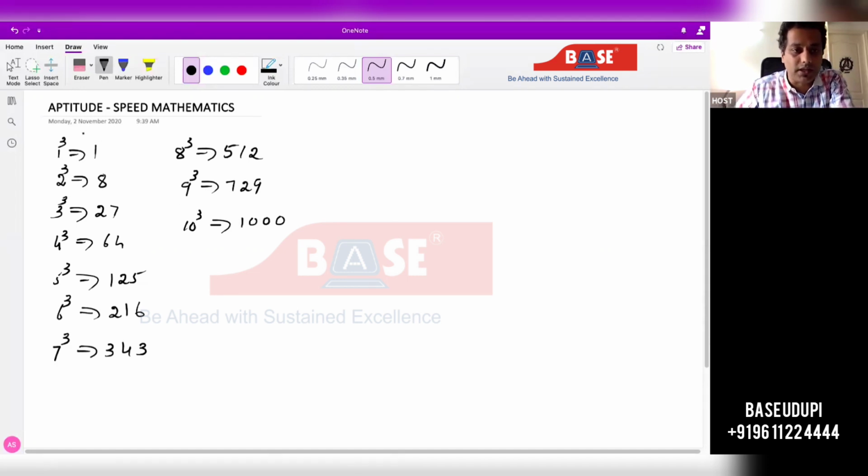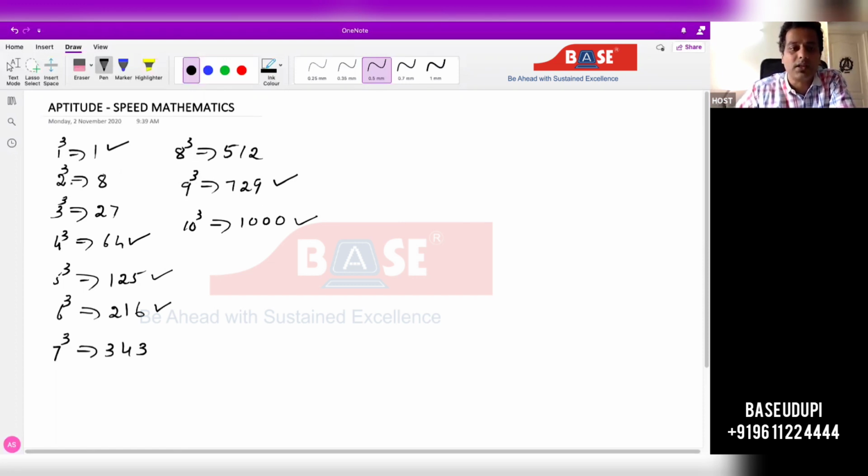So if you look at this last digit, 1 cube ends with 1, no change. You can see that. 4 cube ends with 4, no change, same digit. 5 cube ends with 5. 6 cube ends with 6. You can see 9 cube ends with 9. 0 ends with 0. So these 6 digits end with the same digit, there is no change.